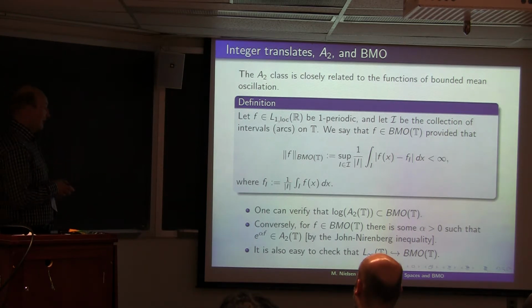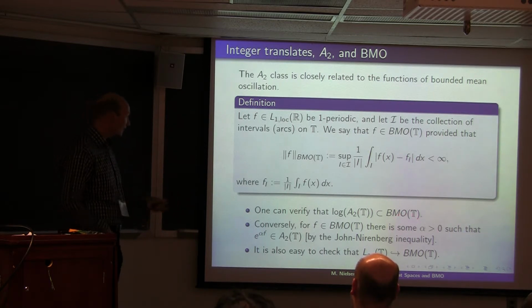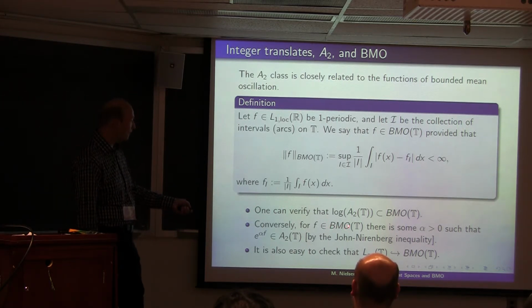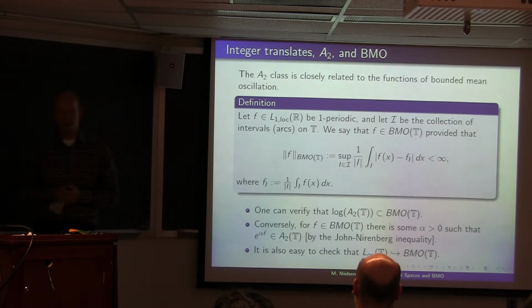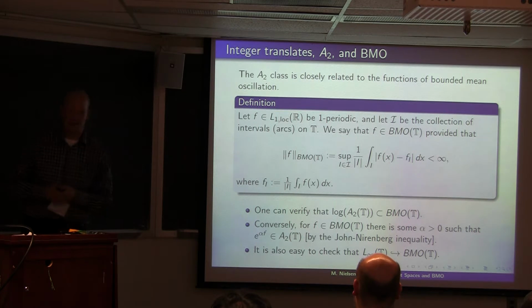So how is this connected to the A2 class? It's a well-known fact that if I take an A2 weight and take the log of this weight, then I end up in BMO. And in fact, there is a partial converse: if I take a function f in BMO, then I can find some positive alpha such that e to the alpha f is going to be in A2. This is a consequence of the so-called John-Nirenberg inequality. So we can, in some sense, go back and forth between the A2 class and BMO. What is going to be important for us is a trivial fact, namely that L infinity is a subspace of BMO, because you can just take an L infinity function and use brute force to see that the BMO norm is at most twice the L infinity norm.